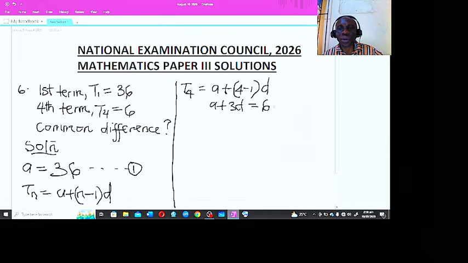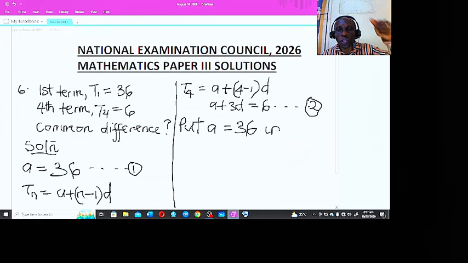call this our second equation. So what we need to do is to put a equals 36 in equation 2. That's exactly what we are going to do, or we substitute as you would want to say it. So we put a equals 36 in equation 2. So we're fixing the value there.